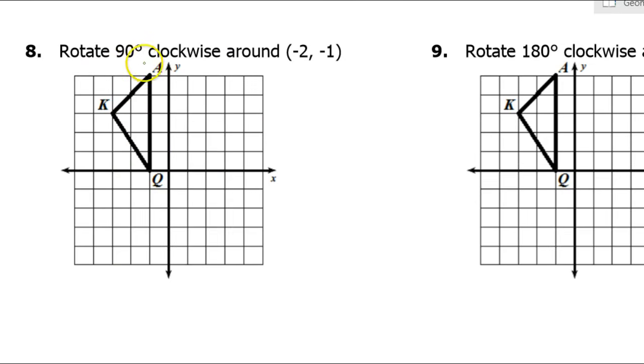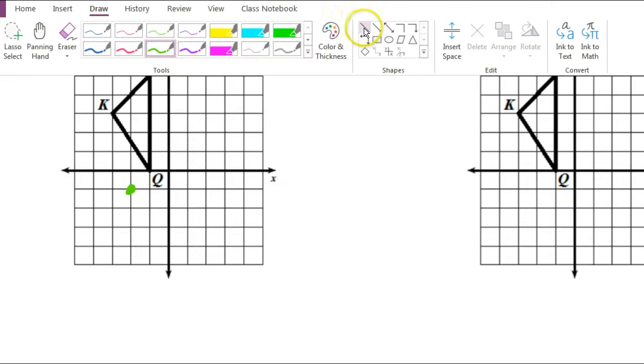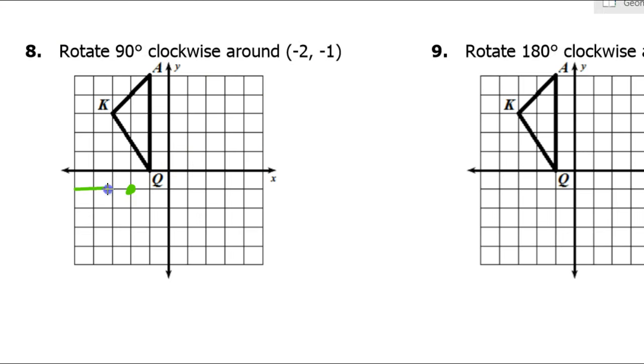Number 8, we're doing a 90-degree clockwise rotation around the point negative 2, negative 1. So here's the point negative 2, negative 1. And the key is to pretend that this is the origin. So let's treat this as the x-axis, and let's treat this as the y-axis. And we will use this as the x and y axis for the rest of the problem.